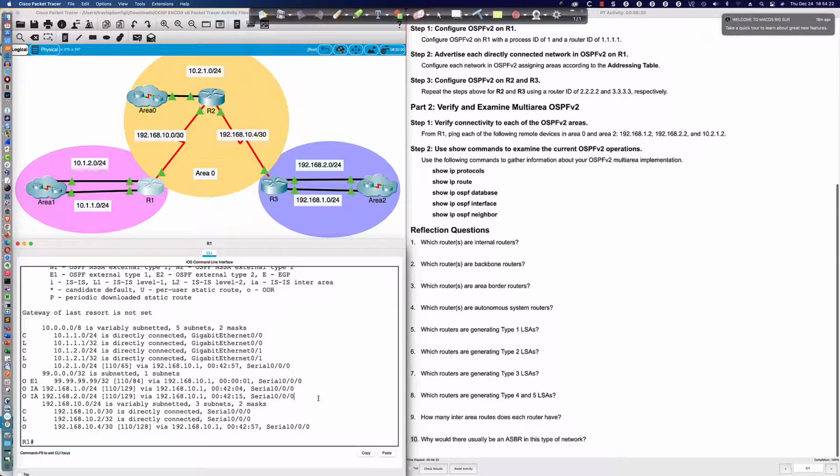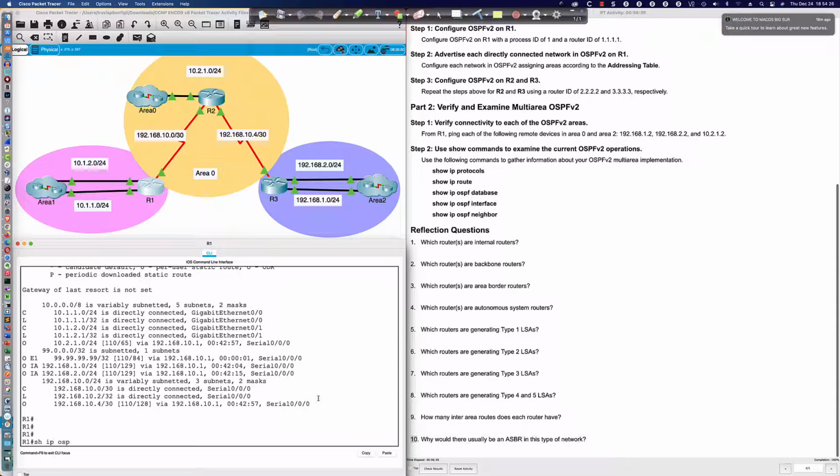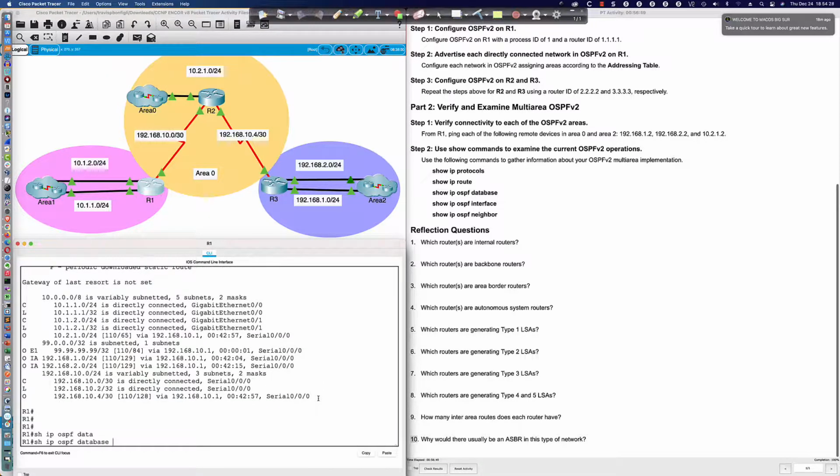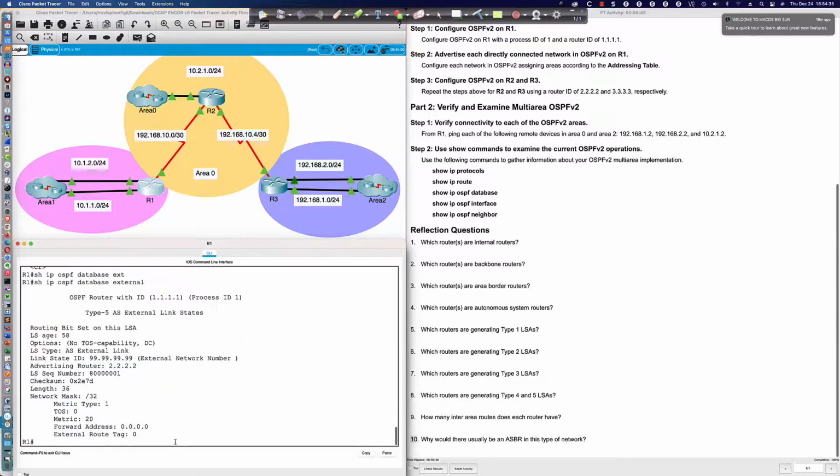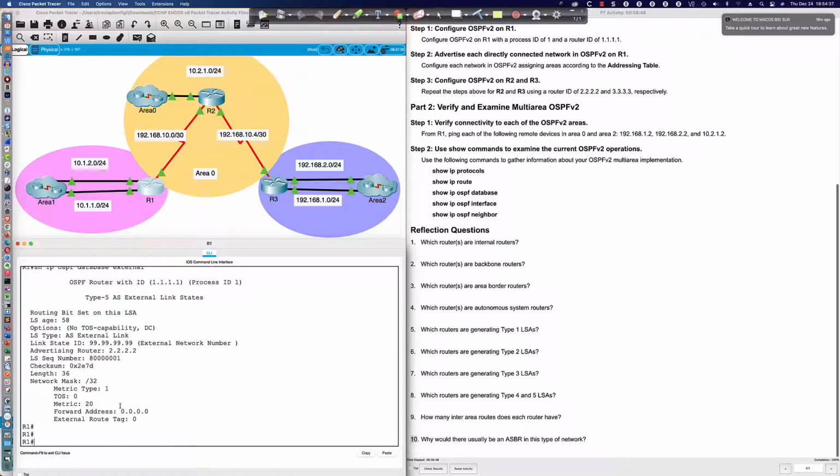So now let's take a look at our link state database. Let's say show ip ospf database, and remember, external. So I can look at just the externally learned information. And this is convenient, right? Very easy to see here because we've got a single type 5 autonomous system external link state.